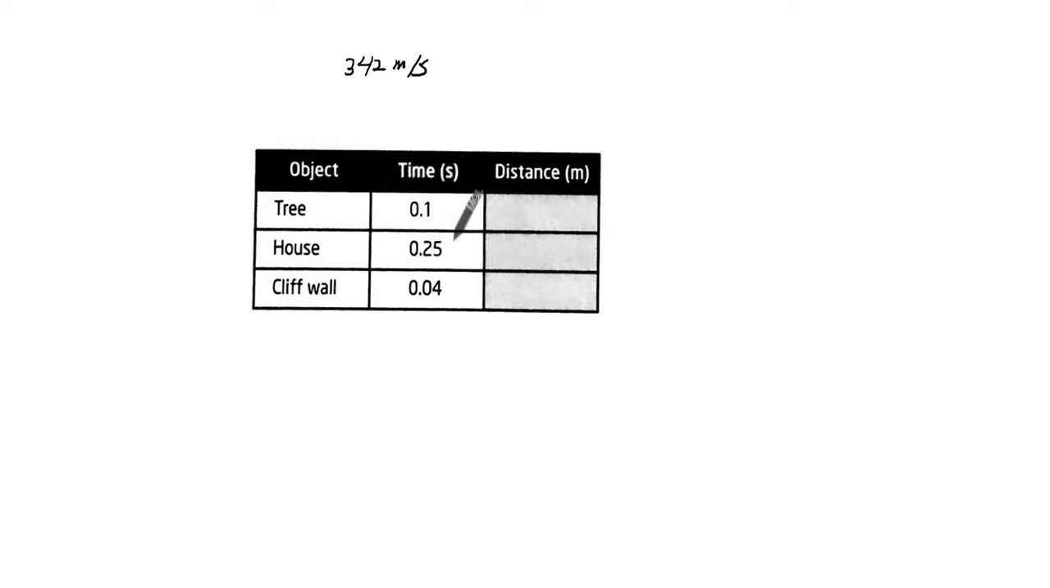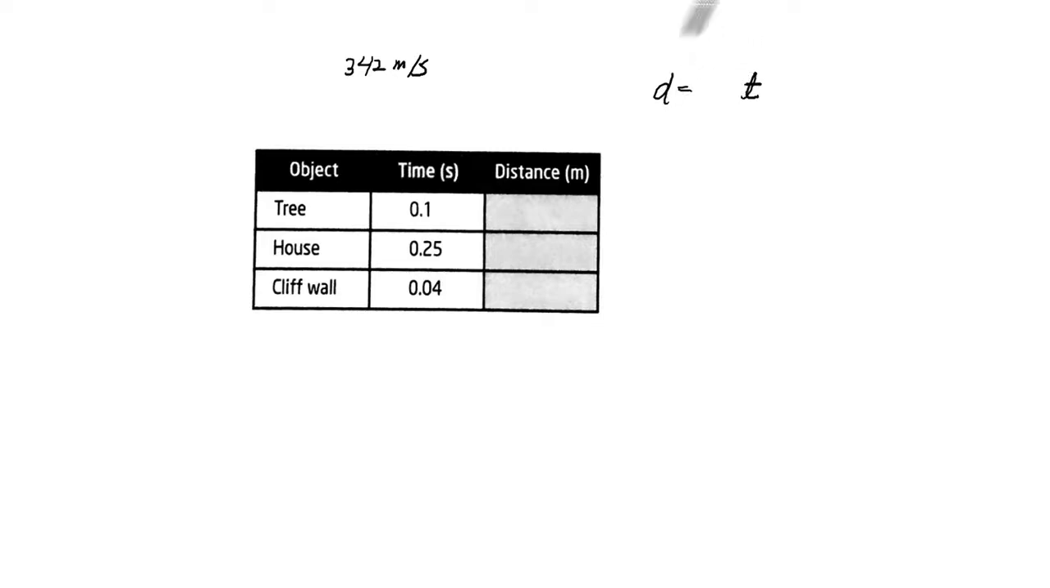So the longer the time, the further away it is. This is really small, so the cliff wall must be very close. Okay, so what we're trying to get is a relation between the distance between the object and how long it takes. So that's the direct relationship. It's a direct variation between distance and how long it takes.